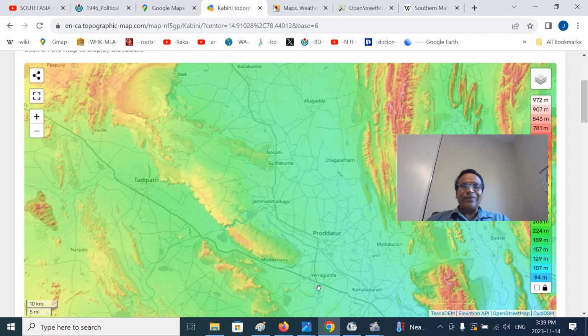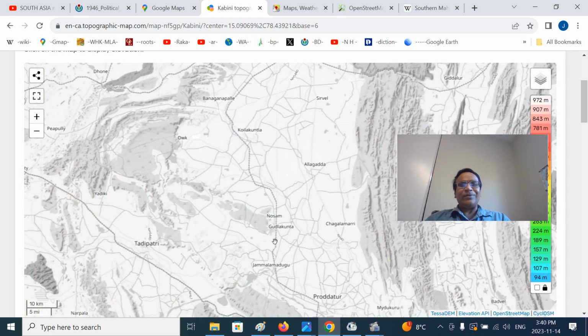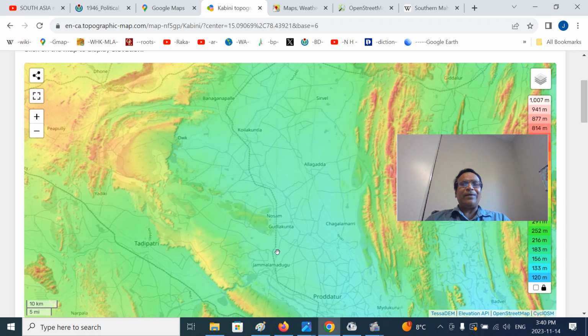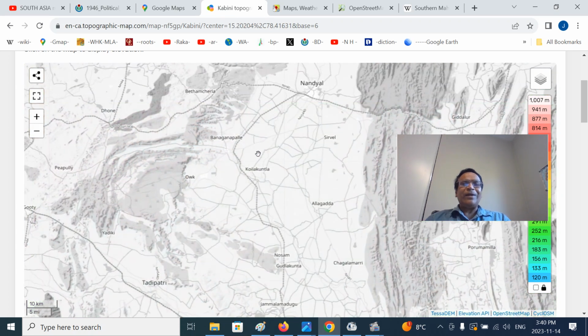From there, across the Penna River, it crosses Proddatur railway station. The railway line was built again to Jammalamadugu, just overlooking the other branch of the Erramalas. Again, that railway line continues to Gundlakunta Nossam, just overlooking the Erramala branches. It won't cut through because that is unnecessary, in time and energy, so it continues in the Nandyal Valley, via Koilakuntla and Banganapalli, and goes to Nandyal.